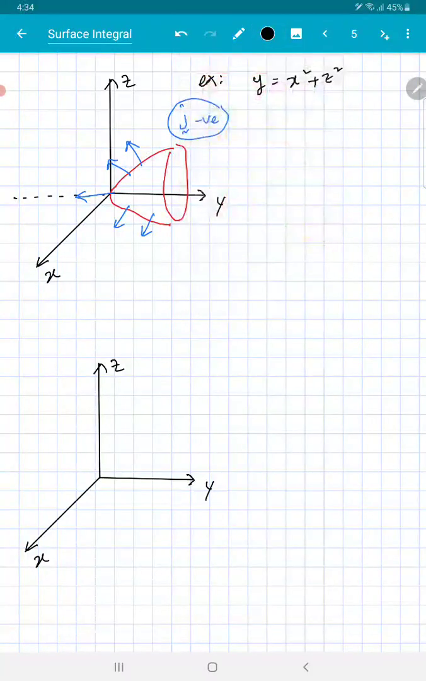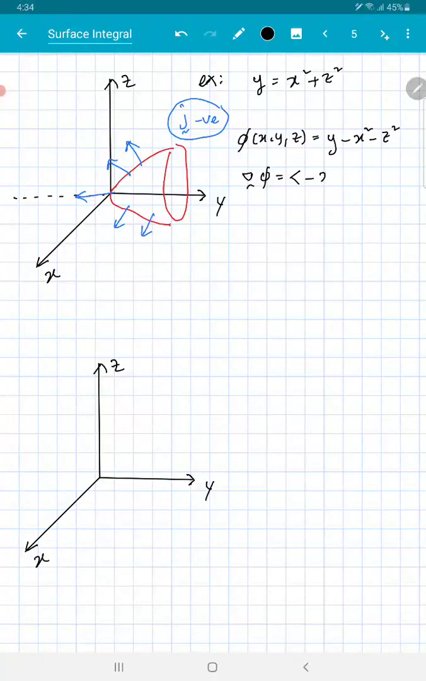Okay, now let's rewrite our surface. Rewriting the surface as a function of x, y, and z, if we rewrite this, you get y minus x squared minus z squared equals 0. Then the gradient of phi: differentiate phi with respect to x, you get negative 2x. Differentiate with respect to y, we get a 1. Differentiate with respect to z, we get negative 2z.